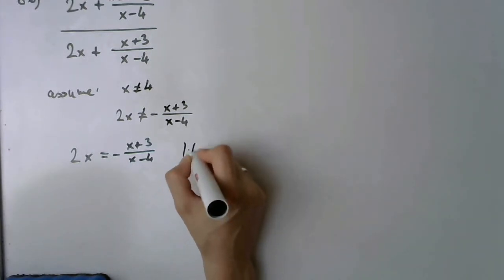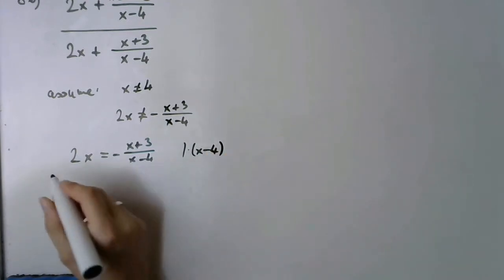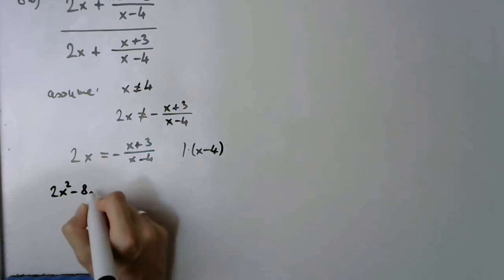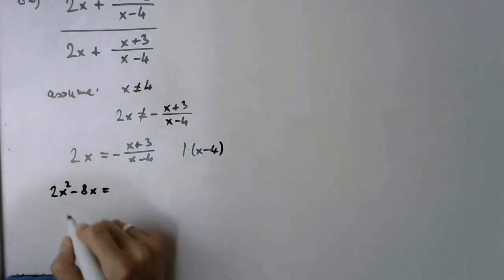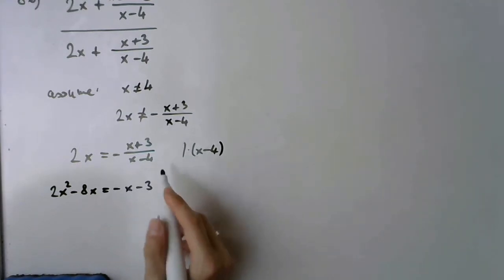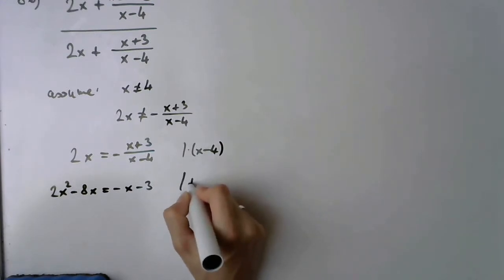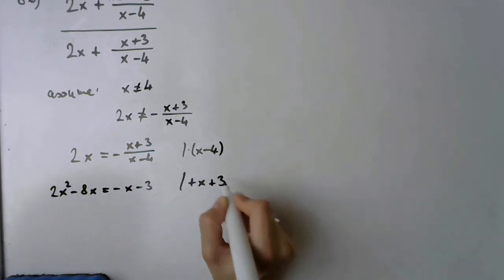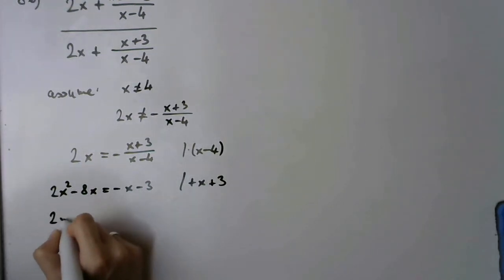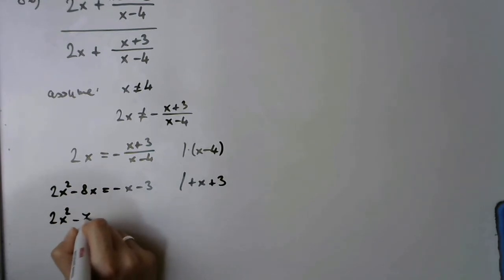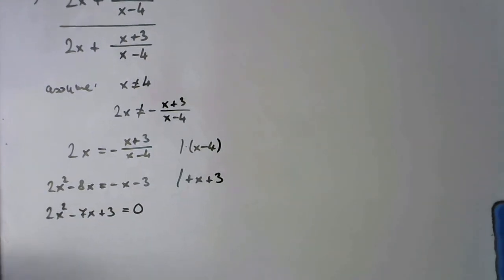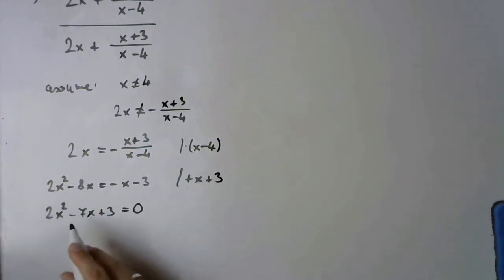I will multiply this equation by x minus 4. So on the left hand side I have 2 times x squared minus 8x, and on the right hand side negative x minus 3. I will add x and 3 to this equation and I get an ordinary quadratic equation: 2 times x squared minus 7 times x plus 3 equals 0. Let's use the formula to calculate the roots.